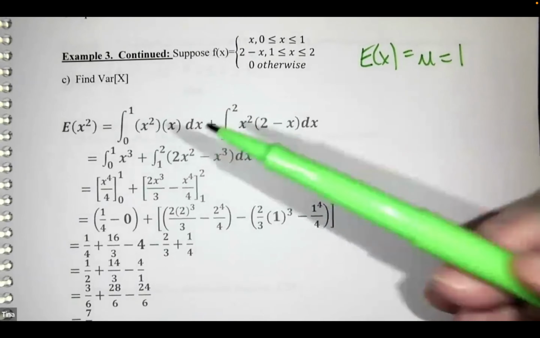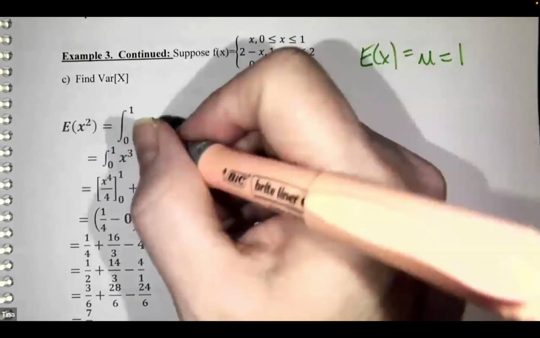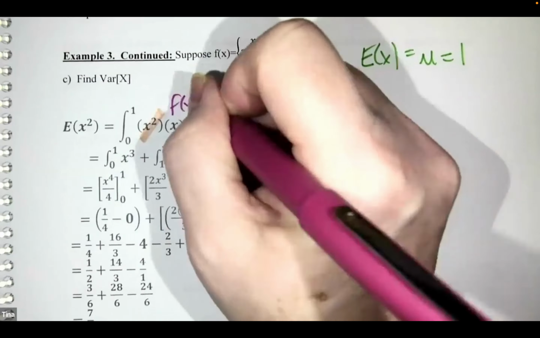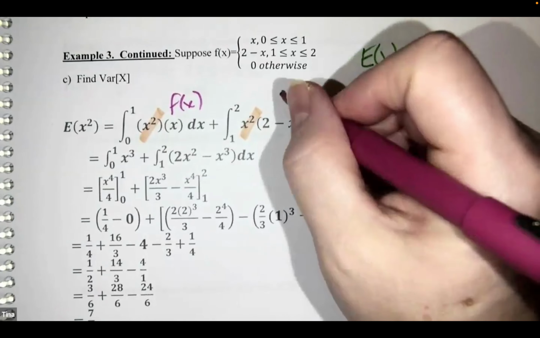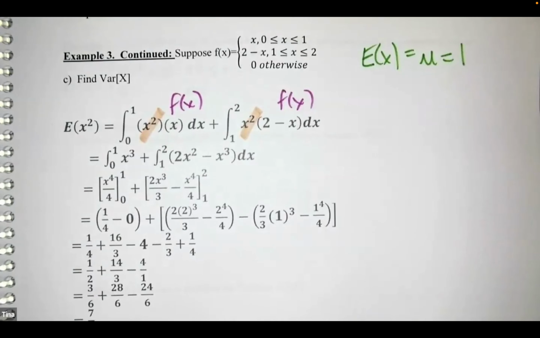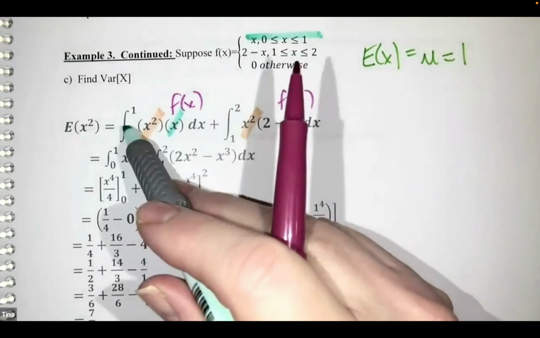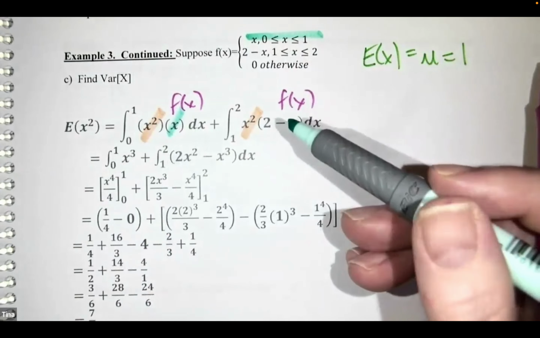So now we want the variance. So remember, the variance is going to be x squared times the function. So we have x squared f of x in each case. So from 0 to 1, the function is x. So it's from 0 to 1 integral x squared times the function.